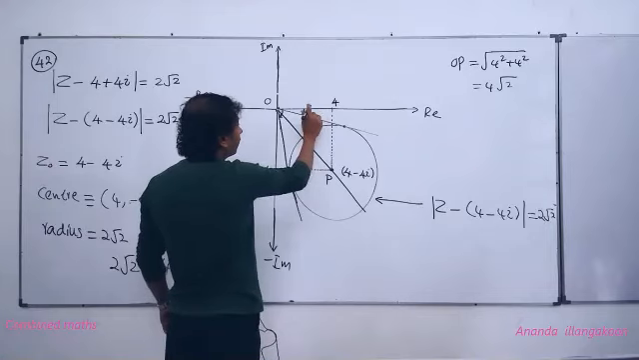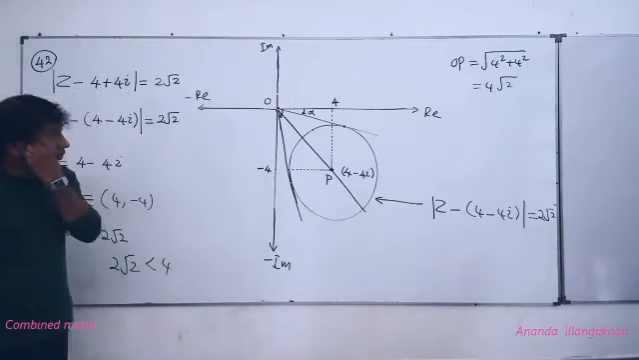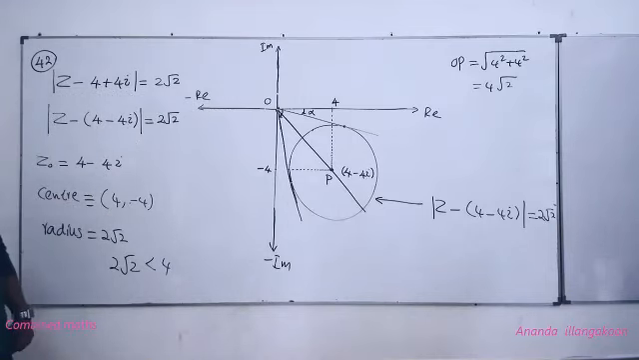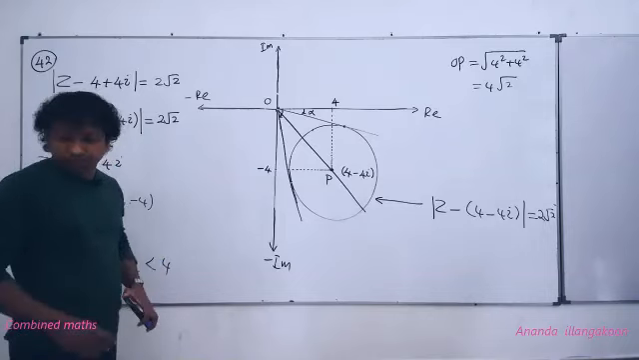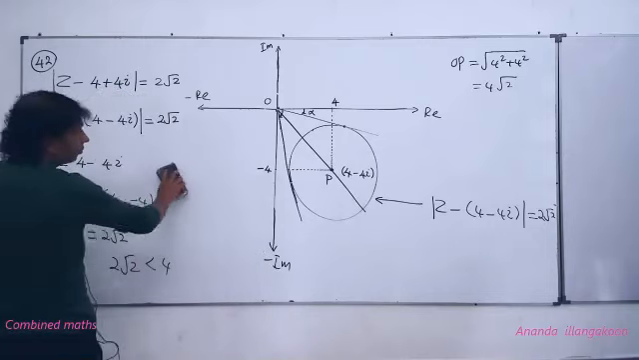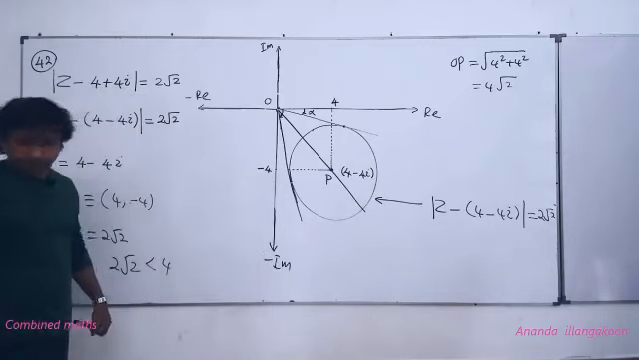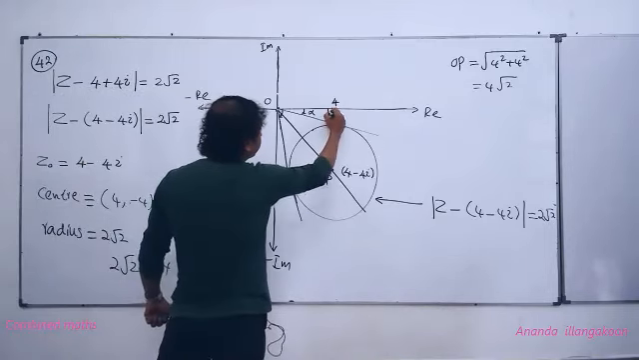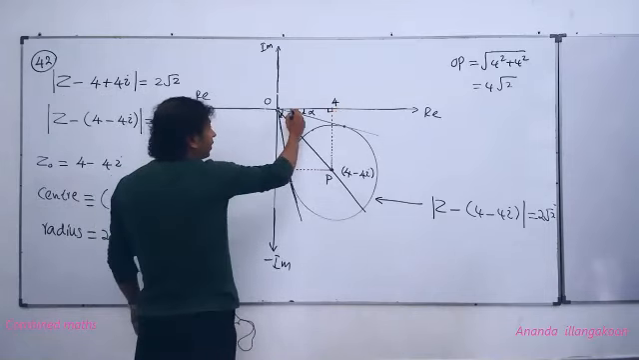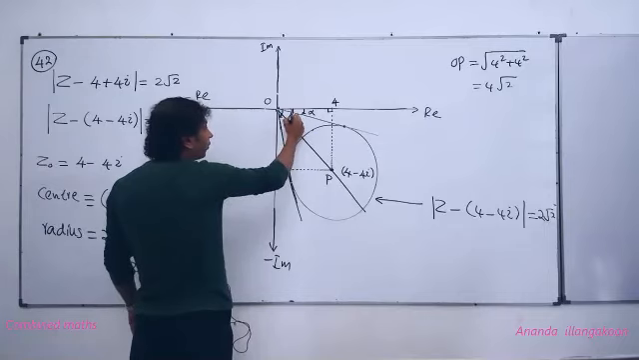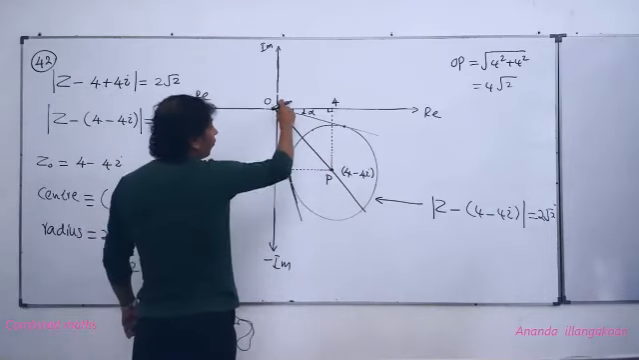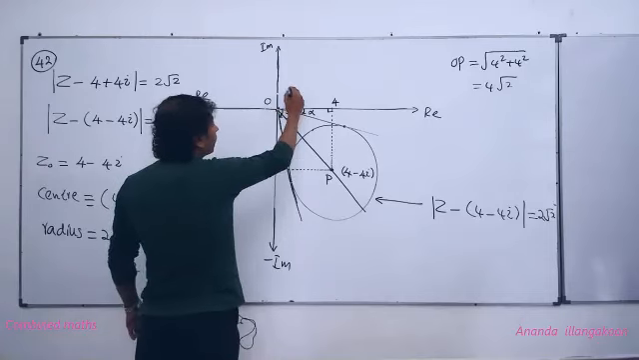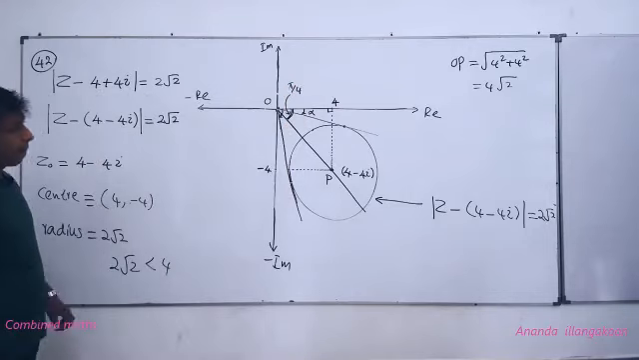Suppose it is alpha. How to find that angle alpha? Find the angle alpha, and then you can take that answer. Right, hurry up. Here this angle is 90, and here this angle is 45, no? Why? This height is 4, and this is also 4. Therefore, this angle is 45, that is pi by 4.